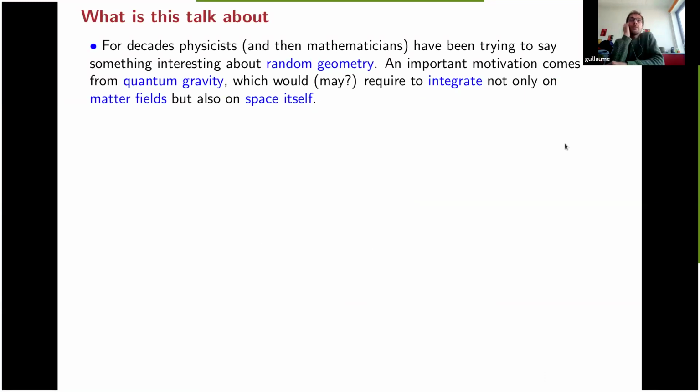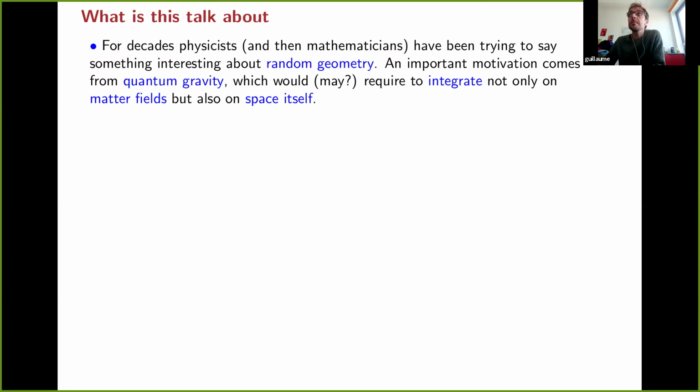So just a general introduction. What is this about? For decades, physicists and then mathematicians have been trying to say something interesting about random geometry, and an important motivation for this comes from quantum gravity. As you know, in quantum mechanics, things are not deterministic. You need to integrate over the possible states of matter, for example. And if you want to do quantum gravity, you need space itself to become a variable. You need to integrate on it, and not only matter. But in order to do that, at least mathematically, the least you need would be some way to integrate over possible geometries, over possible spaces.